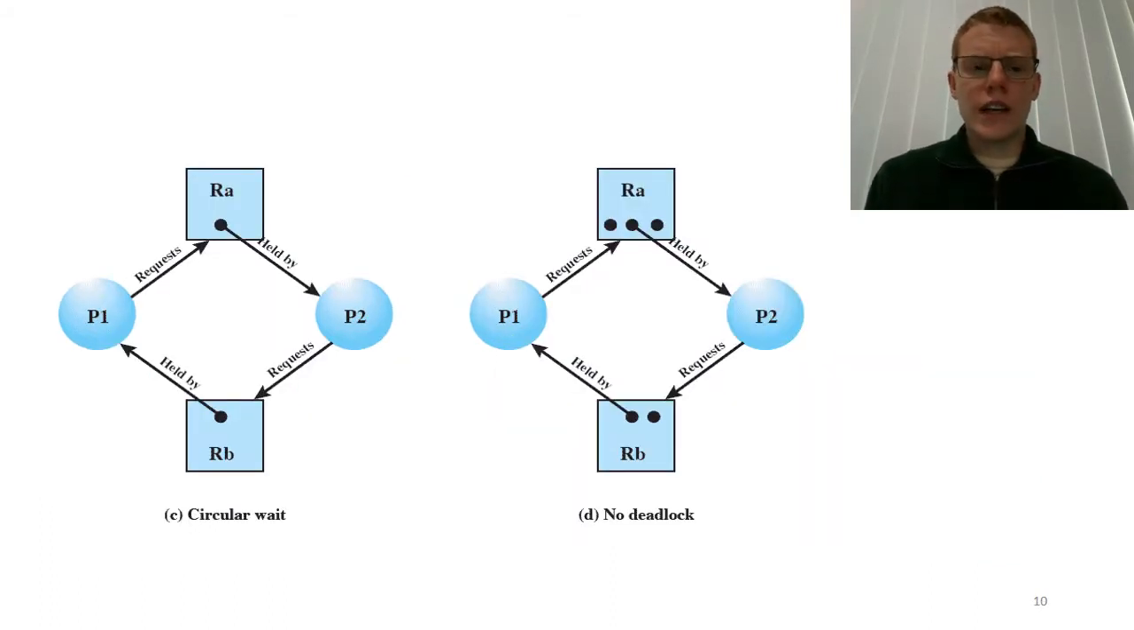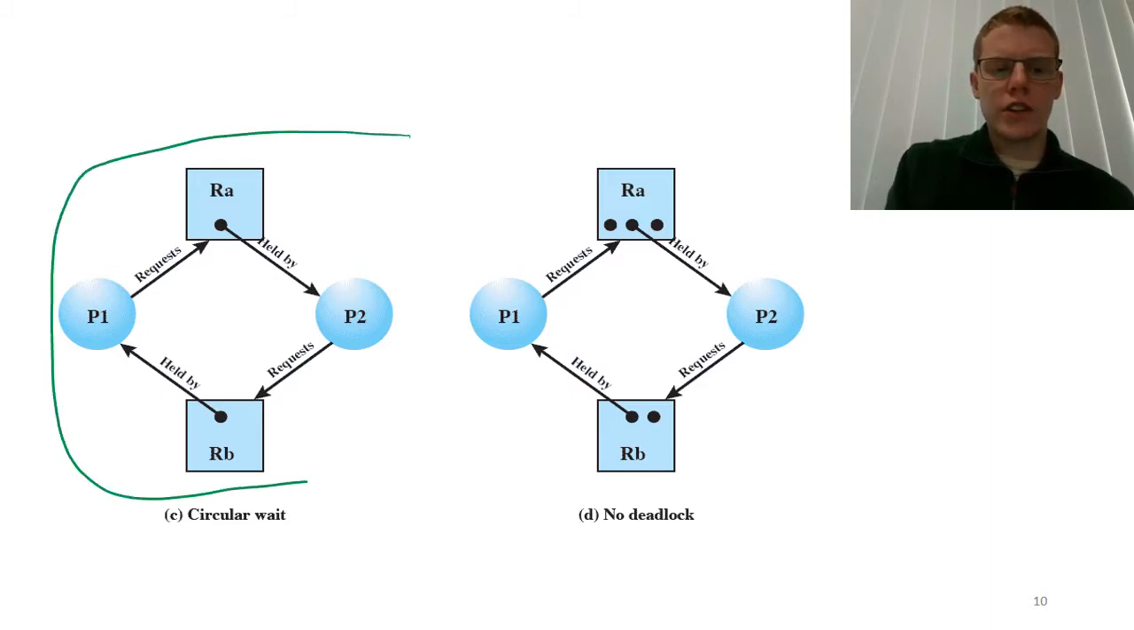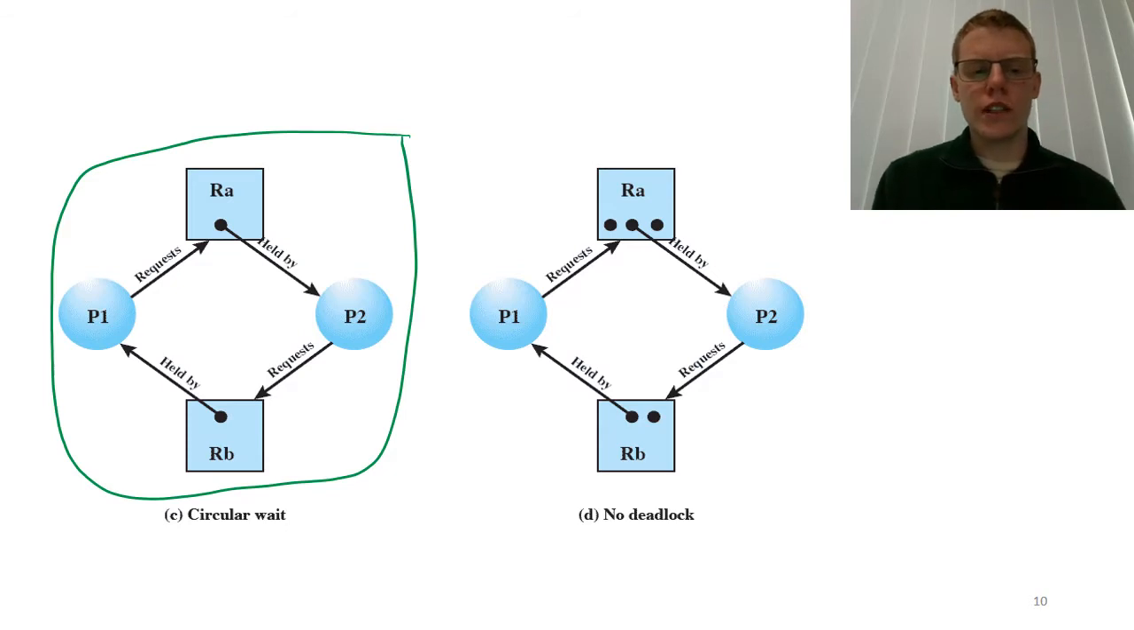Again, another quick example. This is a simpler version of the same deadlock. We have here a circular wait condition which is causing a deadlock. Process 1 is requesting resource A, which is held by process 2, which is requesting resource B, which is held by process 1.